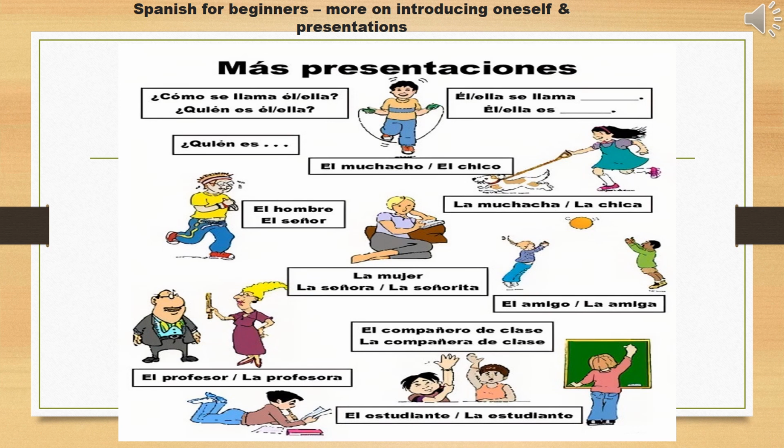Okay, and then now on your left, after más presentaciones, where there's a boy jumping with a rope, on your right you will still see él, ella, se llama. So if you are going to answer the question ¿Cómo se llama él?, you say él se llama, for example, él se llama Jorge. So that is George. Él se llama Juan, for example. If it is a girl, it is ella se llama María.